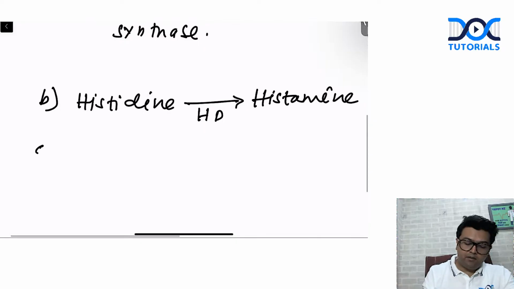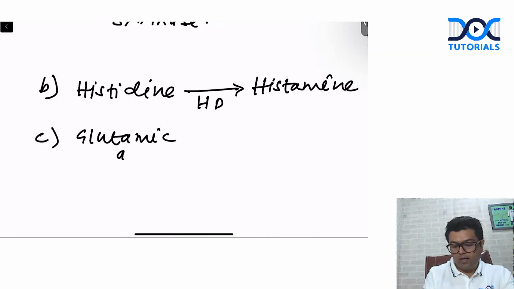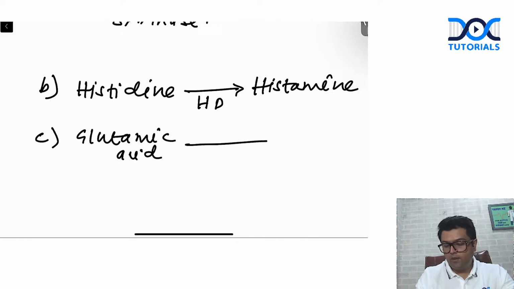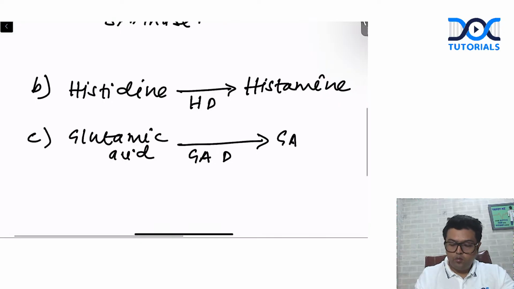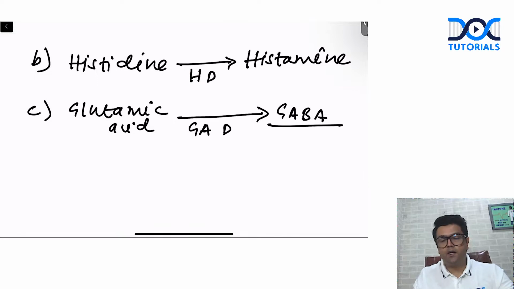Then the next is glutamic acid. Glutamic acid, again with the decarboxylase, glutamic acid decarboxylase, is converted into GABA. What you should know is that GABA is an inhibitory neurotransmitter. We have two types of neurotransmitters, inhibitory and excitatory, and this is the inhibitory neurotransmitter.